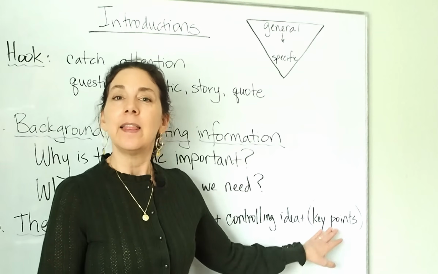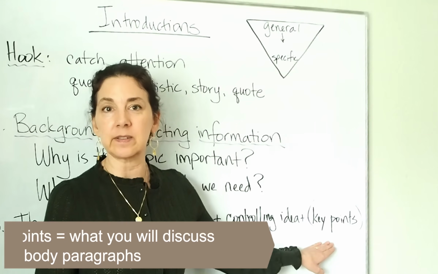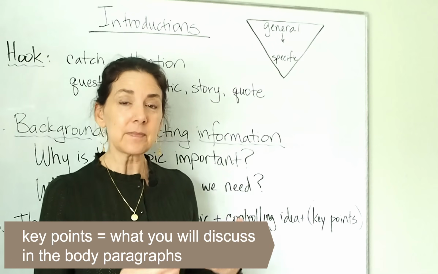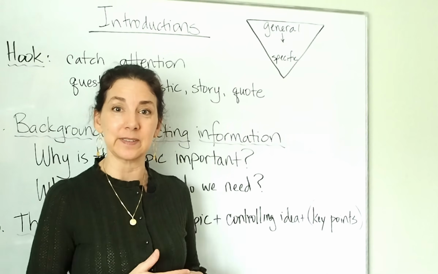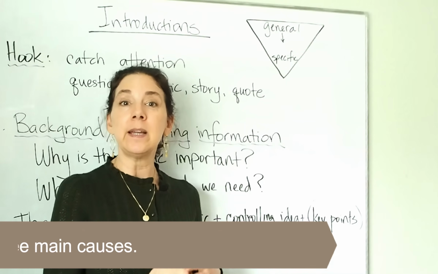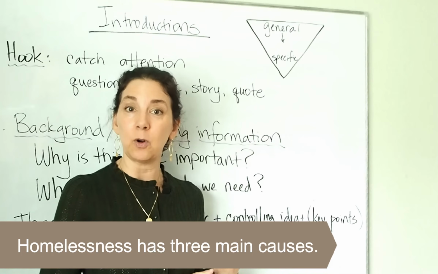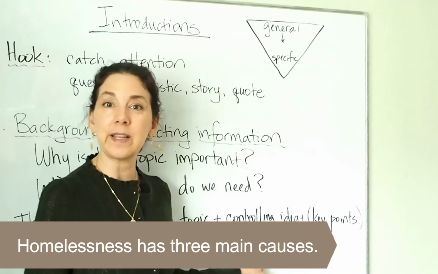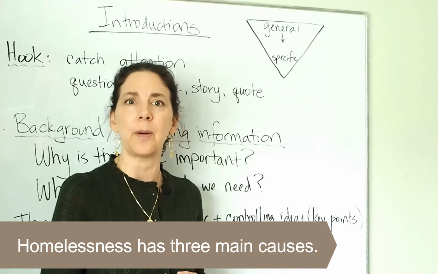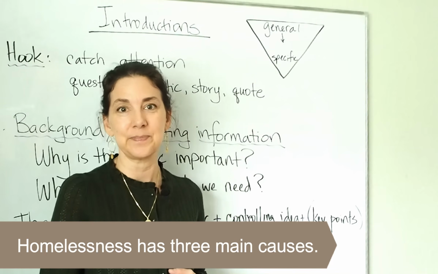And what does this mean? This means show the reader what your essay is going to discuss in those next paragraphs. For example, if you're writing an essay about homelessness, you might say that homelessness has 3 main causes. Okay, so let's stop there for a moment. The topic is homelessness. What is the controlling idea? The causes. Where does homelessness come from? What is it caused by? What are the reasons for homelessness?